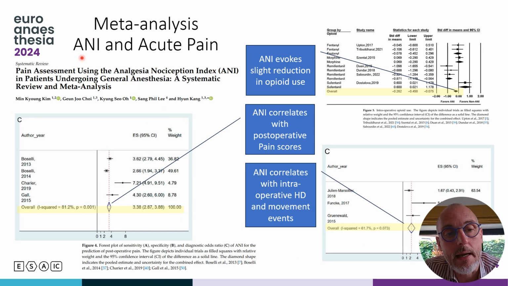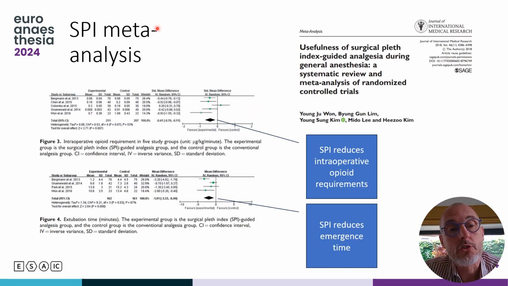For other monitors like the analgesia nociception index, there are several studies and they were combined in a meta-analysis that shows a slight reduction capacity in opioids. ANI correlates with the postoperative pain score, so there was an advantageous effect in these studies. And also ANI was able to detect intraoperative hemodynamic and movement events. Surgical pleth index, same, also a meta-analysis that combines multiple studies, indicates that there is a significant effect on the opioid reduction, and there also is a reduction in emergence time as a consequence.